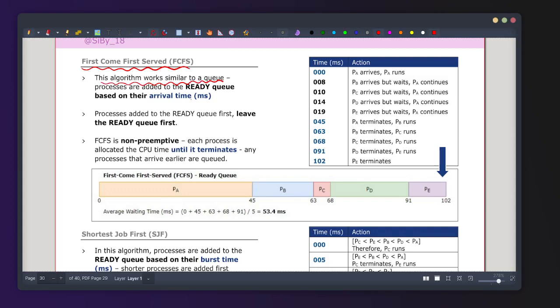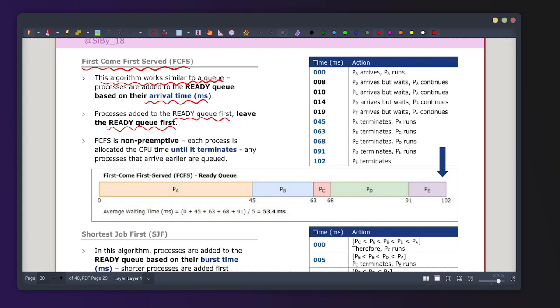What does that mean? A process arrives at the ready queue and is admitted to the processor based on its arrival time. So basically the process that arrives at the ready queue first is the process that is taken into the CPU first. That's all. So it's a first come first serve basis. Processes added to the ready queue first leave the ready queue first. So basically how a queue works, right?